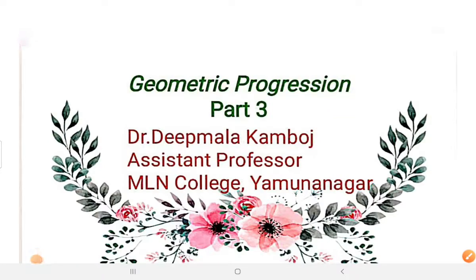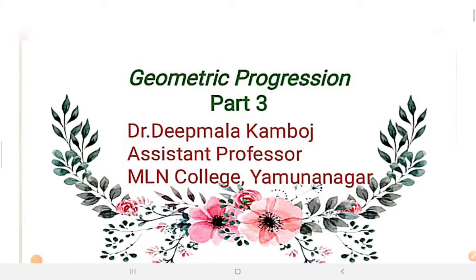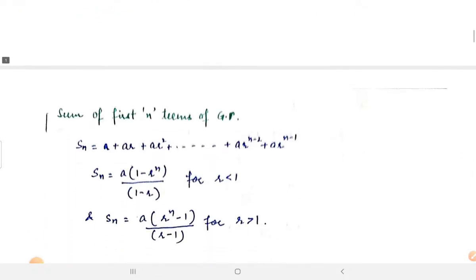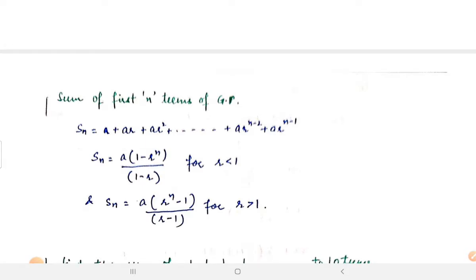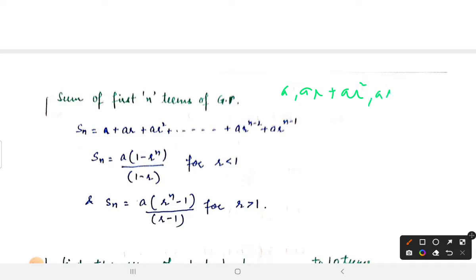We are doing geometric progression. Students, today we will discuss the sum of the first n terms of a geometric progression. So, a geometric progression a, ar, ar squared, ar cubed and so on is given to us. Find the sum of these terms of a GP.